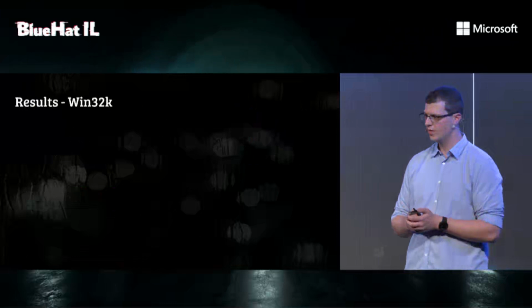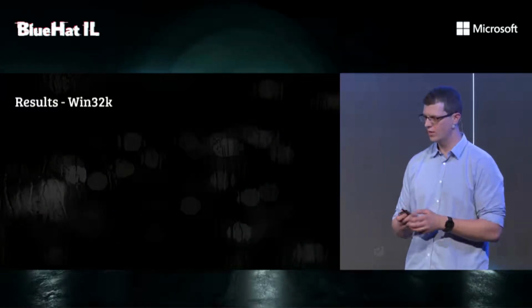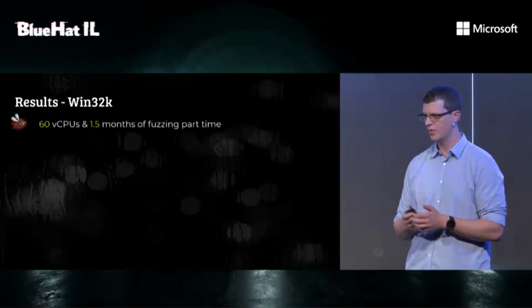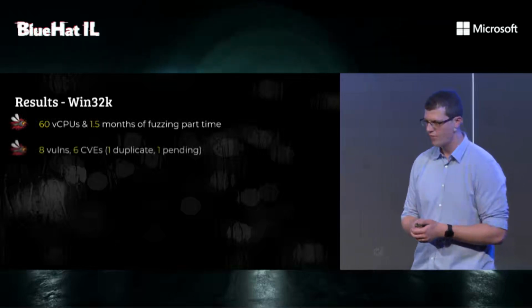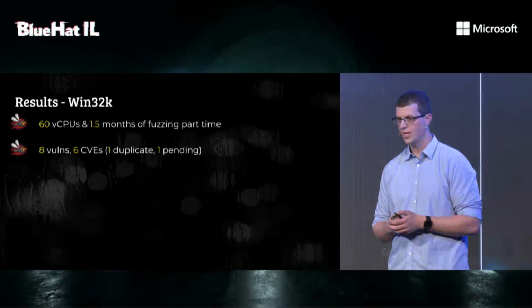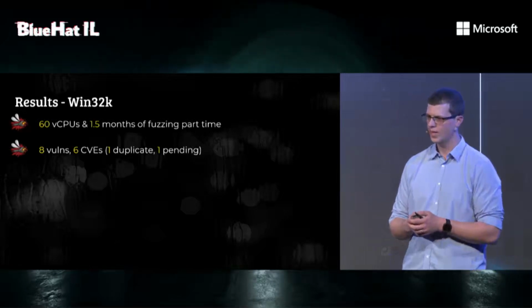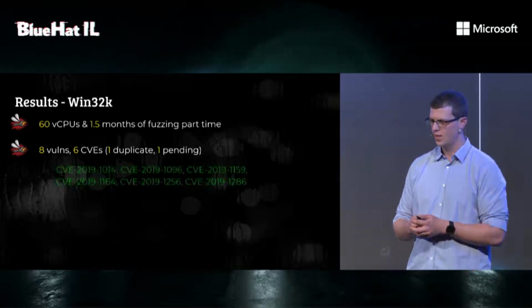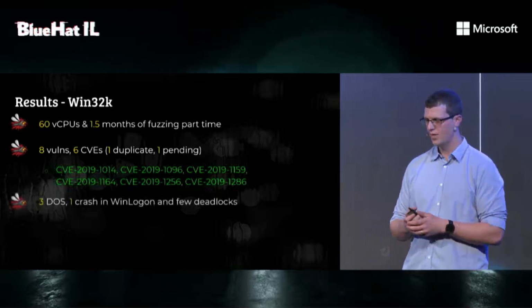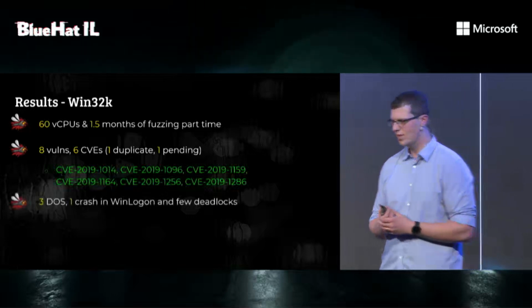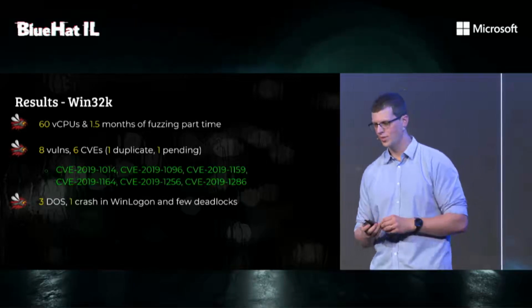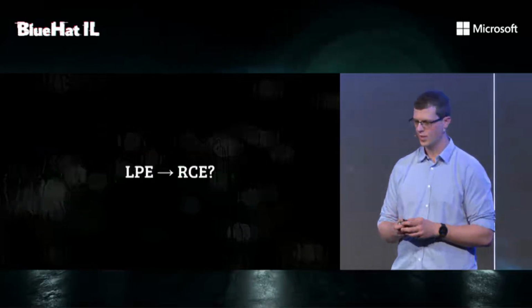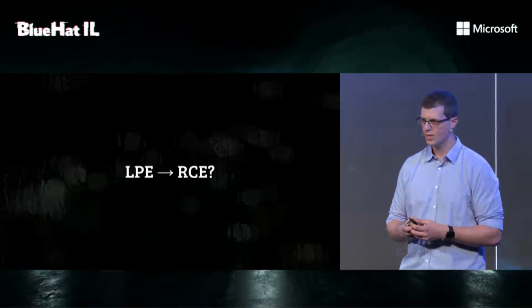So our results for this part of the research were that we fuzzed for about a month and a half of CPU time in our spare time. We found 8 vulnerabilities. We got assigned 6 CVEs, 1 was deemed duplicate, and 1 is still pending. We found 3 denial of service bugs: one crash in WinLogon, which we are having a really hard time reproducing, and a few deadlocks. But local privilege escalation is nice.